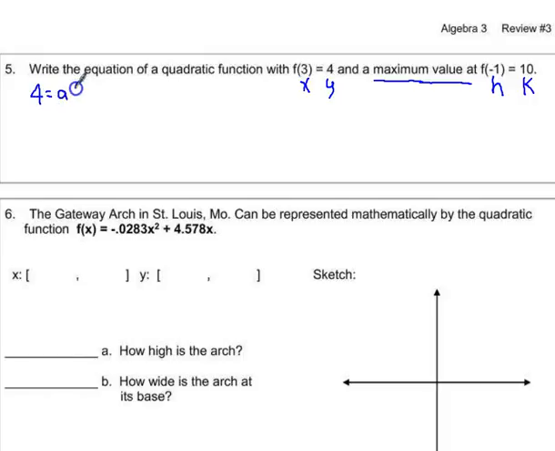a times, once again at our y-intercept, 0 is x plus 1, quantity squared, plus 10. We do the math, and 1 squared is 1, 1a plus 10 is equal to 4. We subtract, we do the basic math, and we get negative 6 equals a. I don't need to show you all of that work. Y'all are too sharp, right?